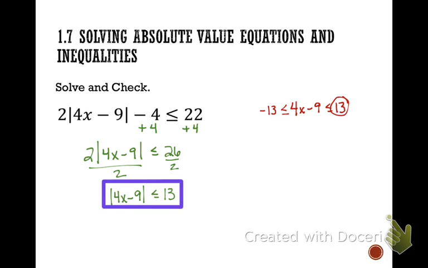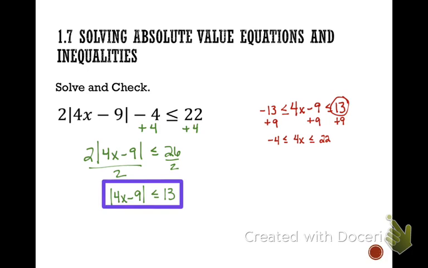Add 9. And then divide by 4. So I'm going to add 9 to every single part. So I'm at negative 4 less than or equal to 4x less than or equal to 22.